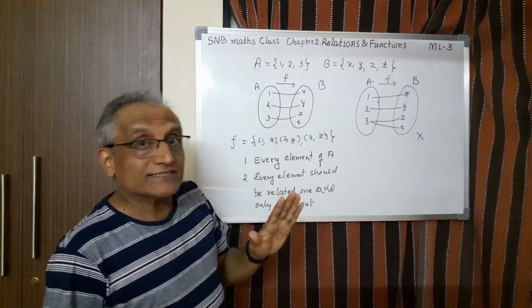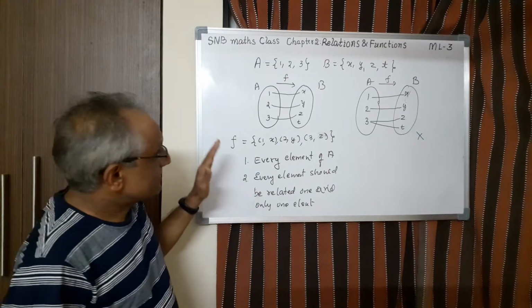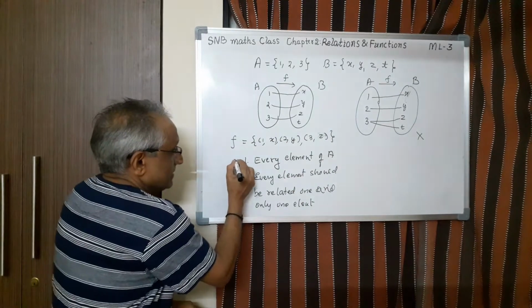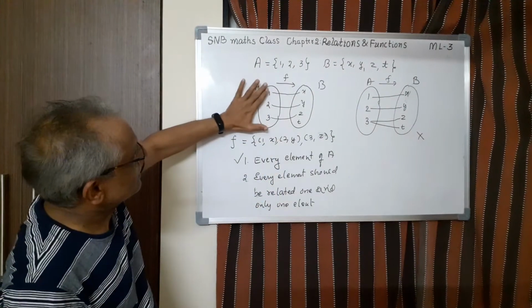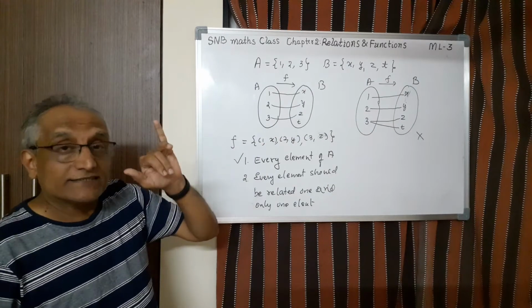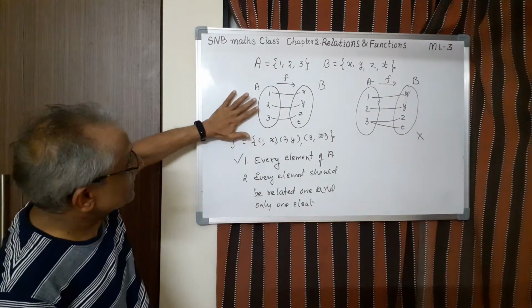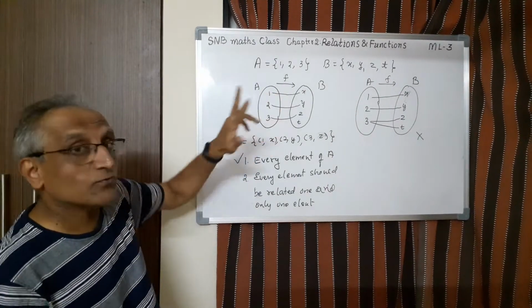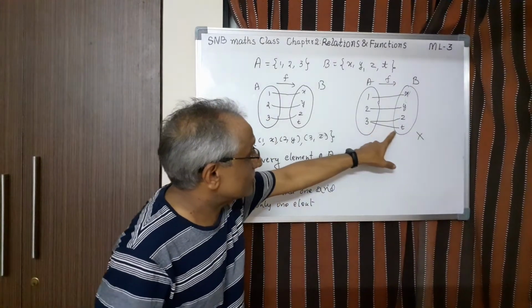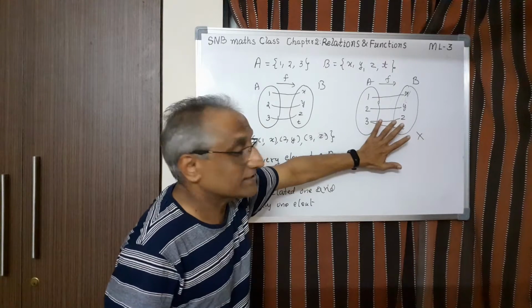So you have to understand like this. A relation becomes function if it satisfies two conditions. Condition number 1 is every element here should be related to some element. That's the first condition. Second condition is every element here should be related to one and only one element. For example, 3 cannot go to two different elements. This is not a function.